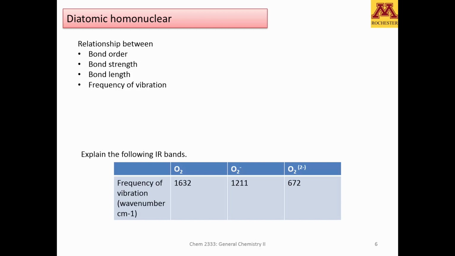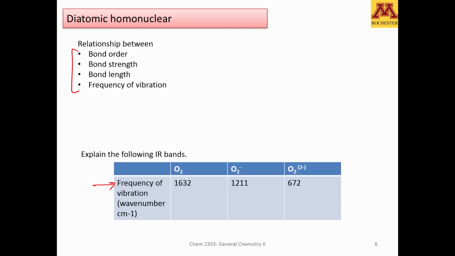In this video, we're going to talk about four molecular properties that are intrinsically connected, and these four properties are the bond order, the bond strength, the bond length, and the frequency of vibration. And to start this discussion, we will start with an experimental observation.